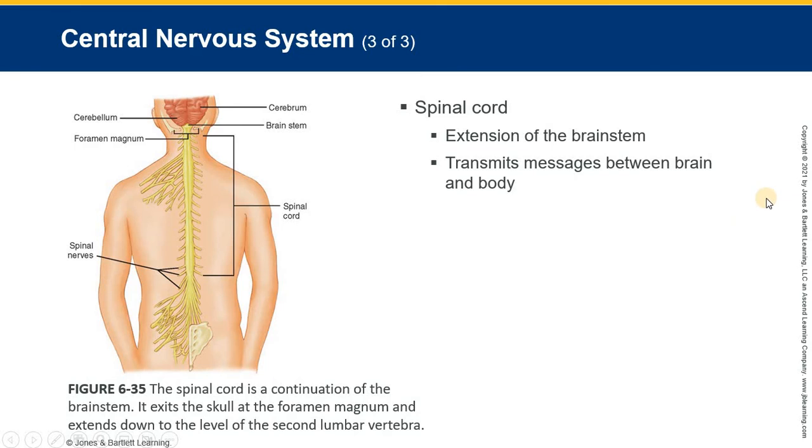Your spinal cord is an extension that comes straight off your brainstem. It comes through that foramen magnum. Like we said, it transmits your messages from your brain to your body. So it runs down that entire length, and then a whole bunch of nerves branch off from it.